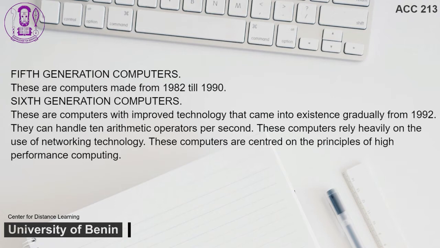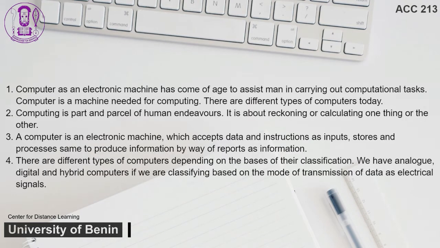Summary of Study Session 1. In this study session, please note the following. 1. Computer as an electronic machine has come of age to assist man in carrying out computational tasks. A computer is a machine needed for computing. There are different types of computers today. 2. Computing is part and parcel of human endeavors. It is about reckoning or calculating one thing or the other.